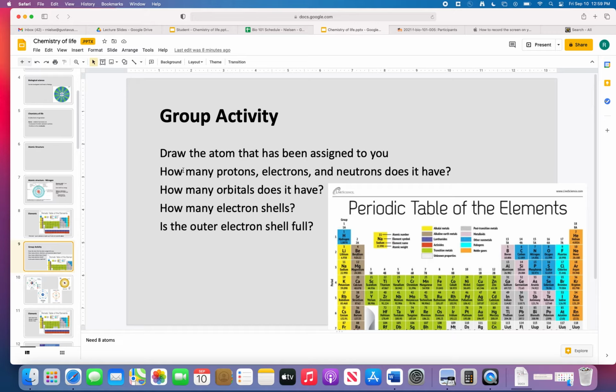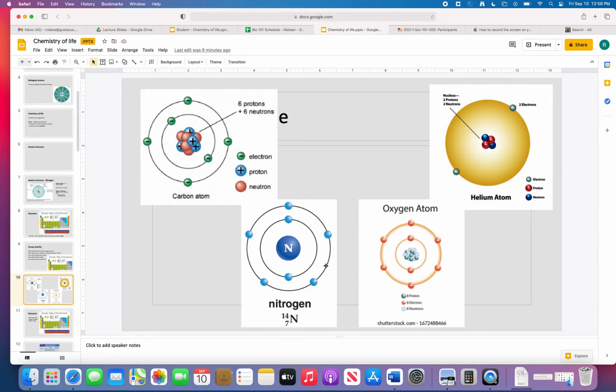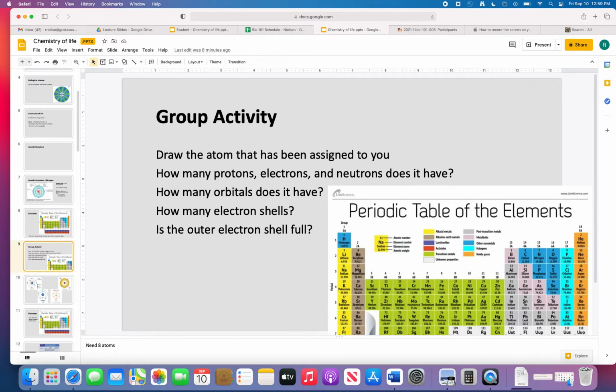Who are my nitrogen groups? Awesome. How many protons, electrons, and neutrons does it have? 7, yes. How many orbitals? I hear a resounding 5. That's awesome. We got the 1. This picture doesn't work very well to show electron pairs, but this would be a pair here. So that would be 2, 3, 4, 5. That's awesome. How many electron shells? 2. And is the outer electron shell full?